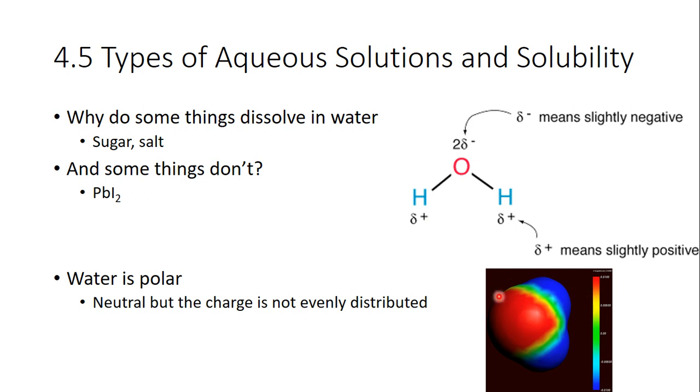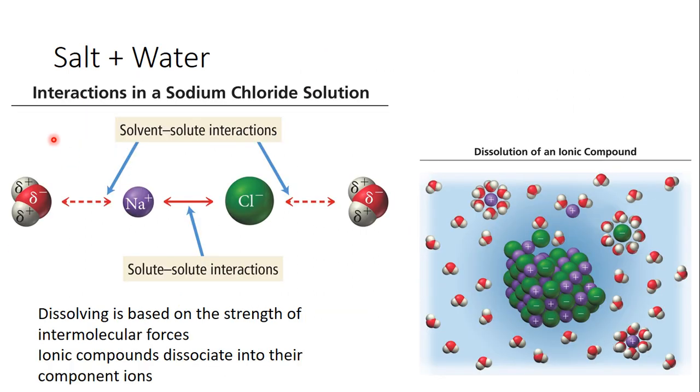And let's look at a water molecule here, where the red area means negative, blue means a positive charge, and this green and yellow means neutral. You can see that overall the water molecule itself, although it's not formally charged, has an area of negative charge and an area of positive charge. And this matters a lot when we're talking about why things dissolve and why some things don't.